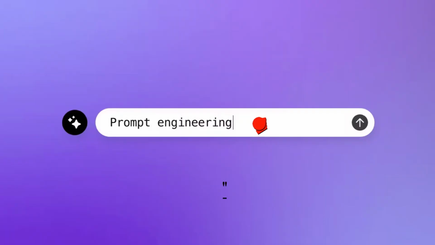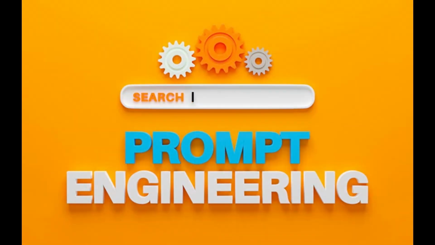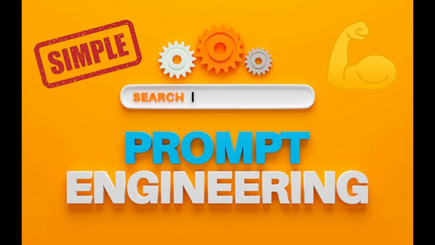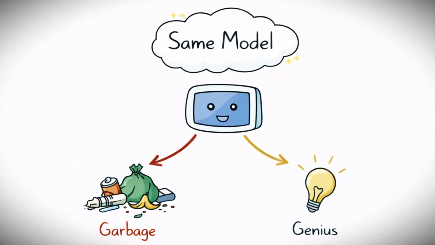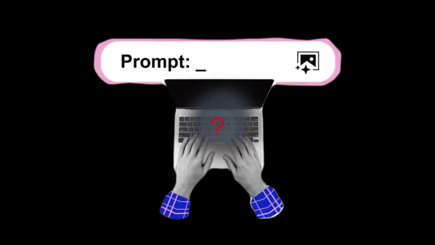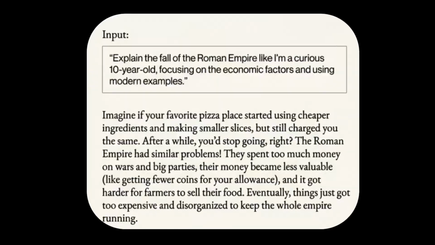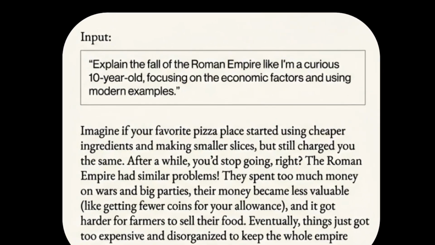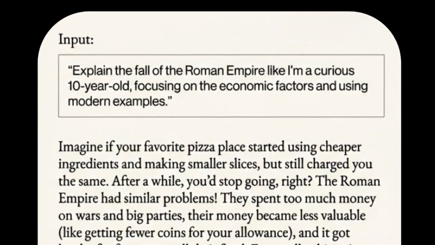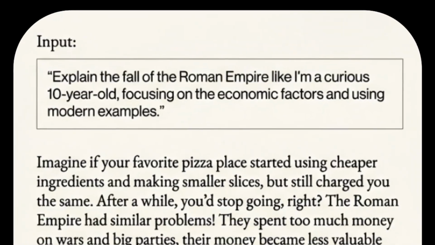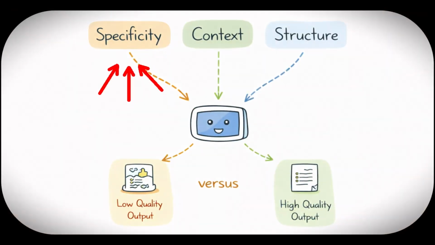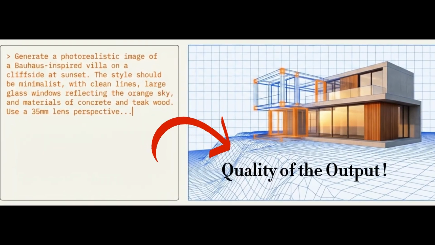Prompt engineering is the art of talking to AI. It sounds simple, but it's incredibly powerful. The same model can give you garbage or genius depending on how you ask. It's like the difference between asking, "Tell me about history," versus "Explain the fall of the Roman Empire," like a curious 10-year-old focusing on the economic factors and using modern examples. The specificity, context, and structure of your prompt determines the quality of the output.